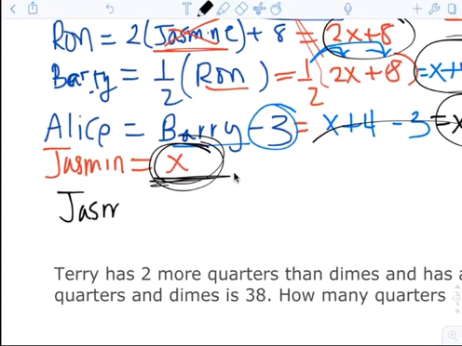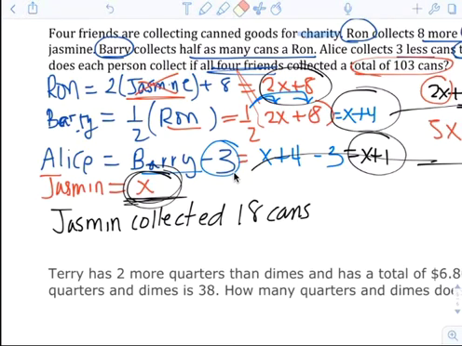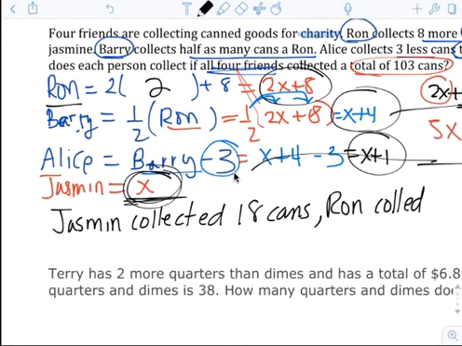Jasmine collected 18 cans. Therefore, Ron collected: Jasmine collected 18, that's 36 plus 8 is 44, right? Yeah, Ron collected 44.